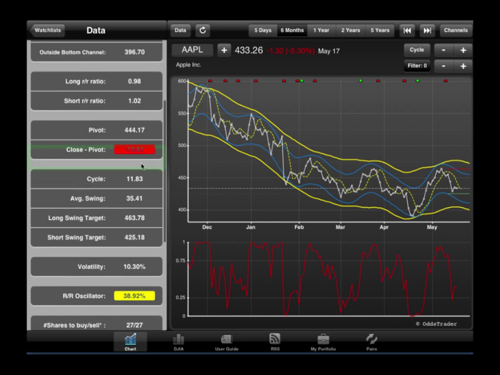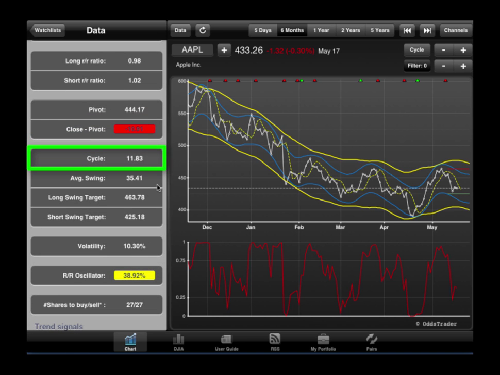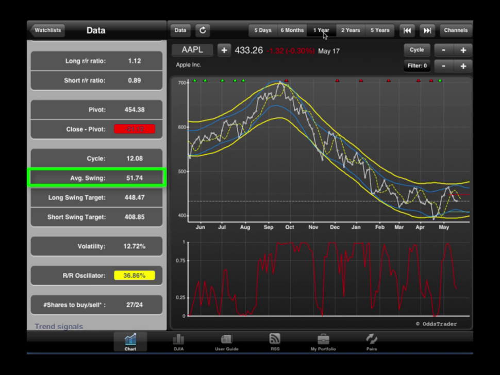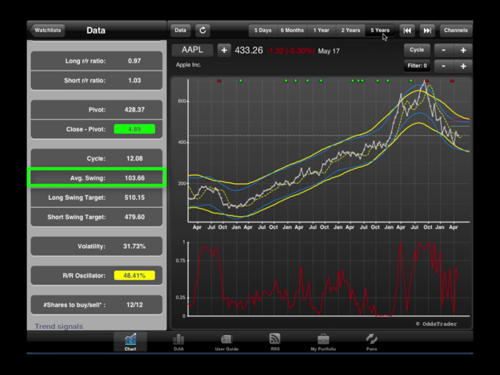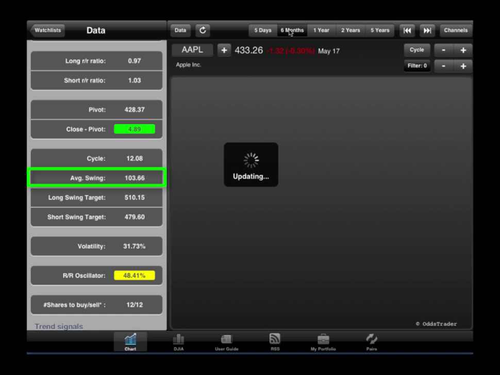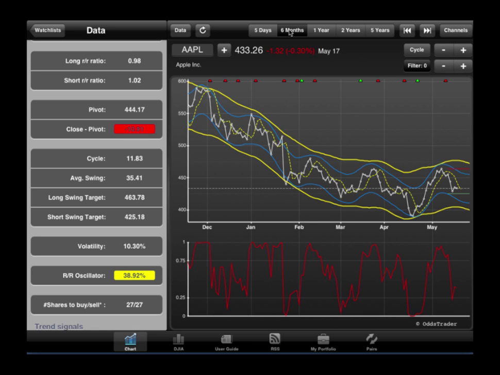The dynamic cycle indicator extracts the length of the dominant cycle. Average swing calculates the size of the average swing for the selected time period. For Apple, it's $35 for a 6-month period. It is used for calculating the pivot lines in the intraday chart and the swing target lines, short horizontal lines, in other time frames.